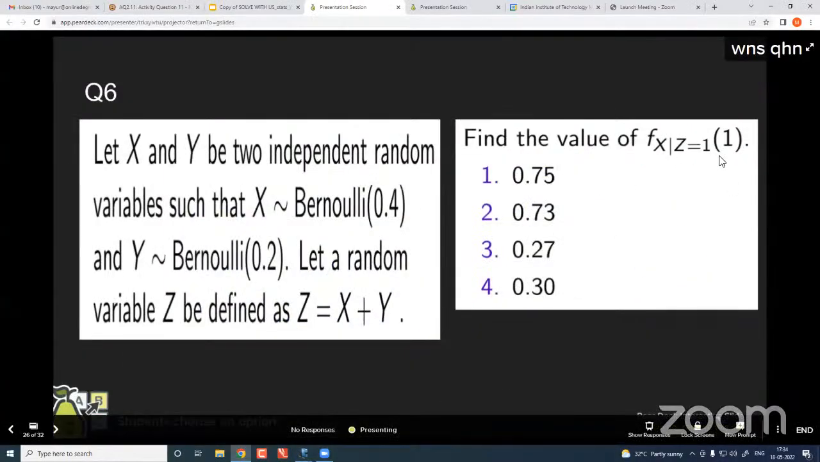So here you have to use conditional probability. You have to find a conditional probability, so what you have to use is the conditional probability formula, and then you have to find the answer. I'll give you 5 minutes for that, and then we'll go to the last question.